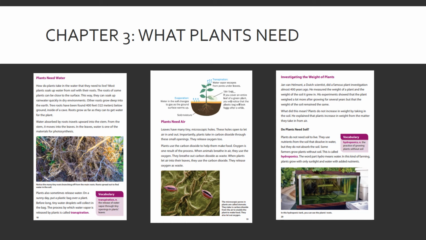So, do plants need soil? Plants do not need soil to live. They use nutrients from the soil that dissolves in water, but they do not absorb the soil. Some farmers grow plants without soil. This is called hydroponics. The word hydro means water. In this kind of farming, plants grow with only sunlight and water with added nutrients. And below you can kind of see a picture of what hydroponics looks like. That's pretty cool.